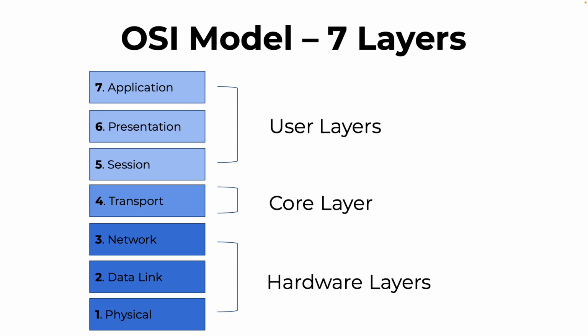Next is the network layer. At the network layer, the IP information, your source IP, destination IP, and source port and destination port, are added into your request.